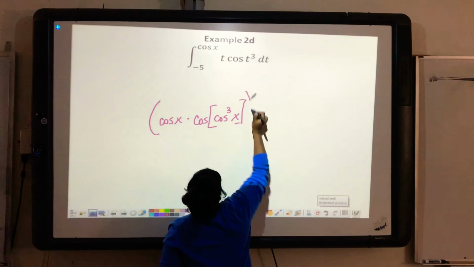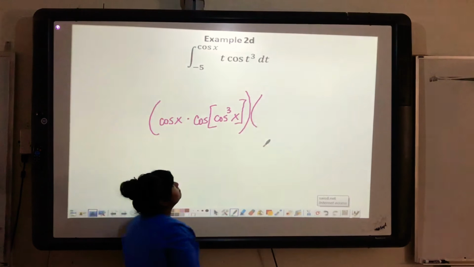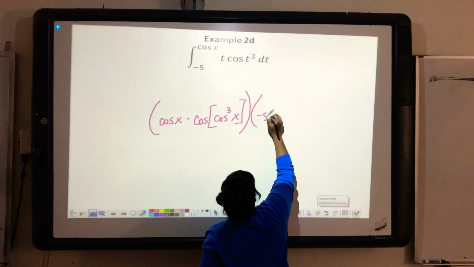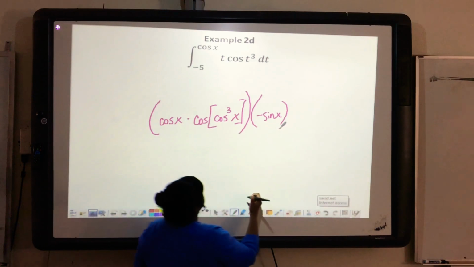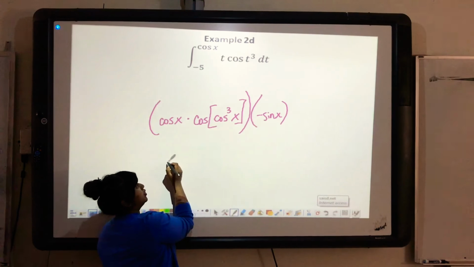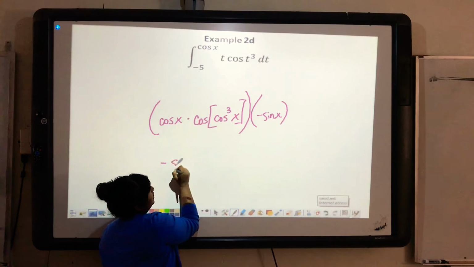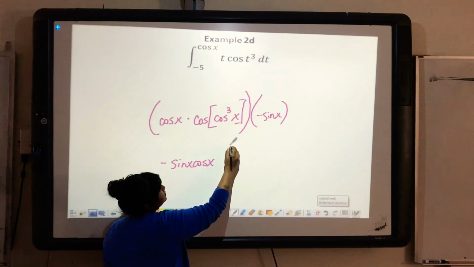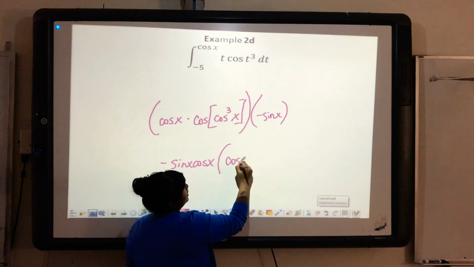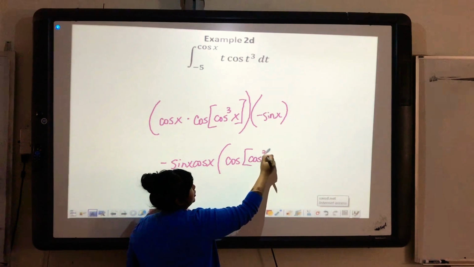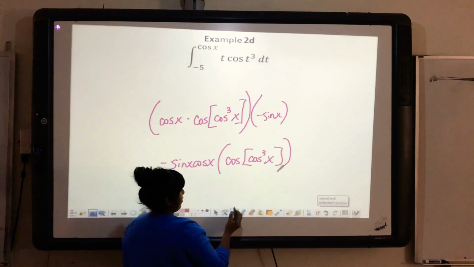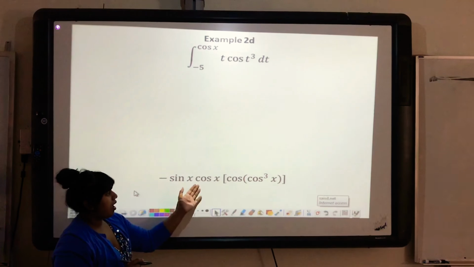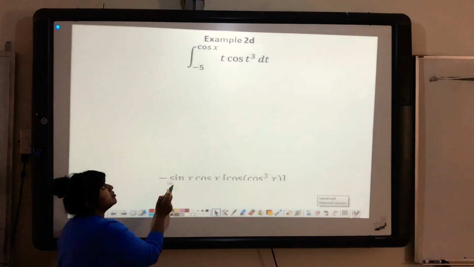All right, but we're not done. We have to multiply by the derivative of our b. Our b is cosine x, so we know that the derivative is negative sine x. So if I rewrite this, I'm going to bring this to the front, make it easier on me. So it becomes negative sine x cosine x times cosine of cosine cubed x. Okay? We can double check, see what we got. Awesome. Same exact answer.